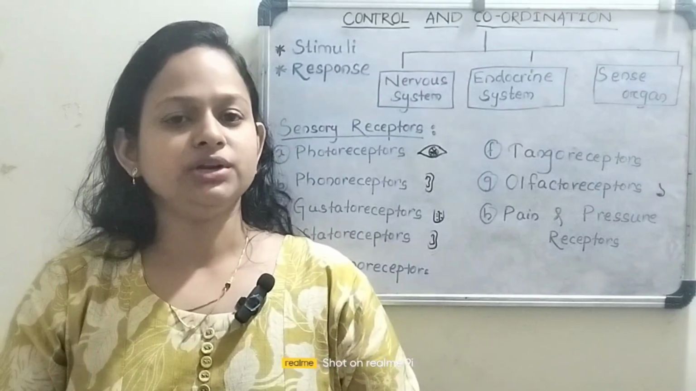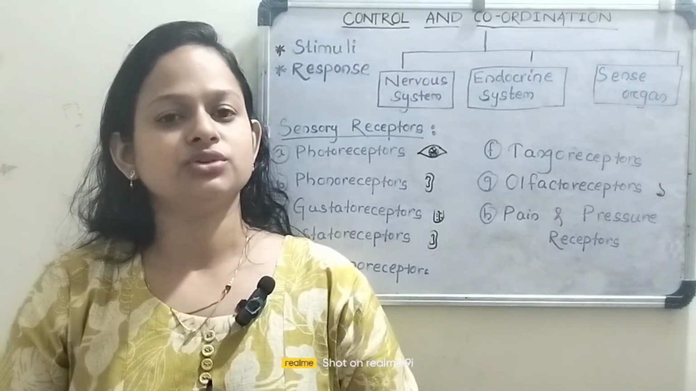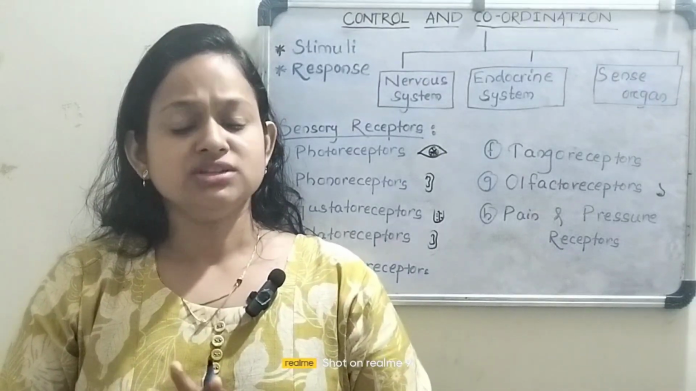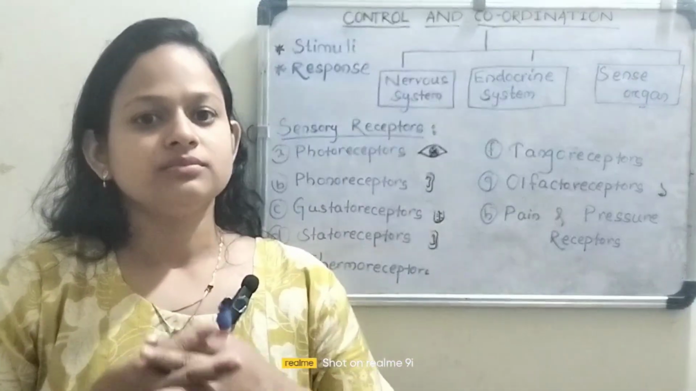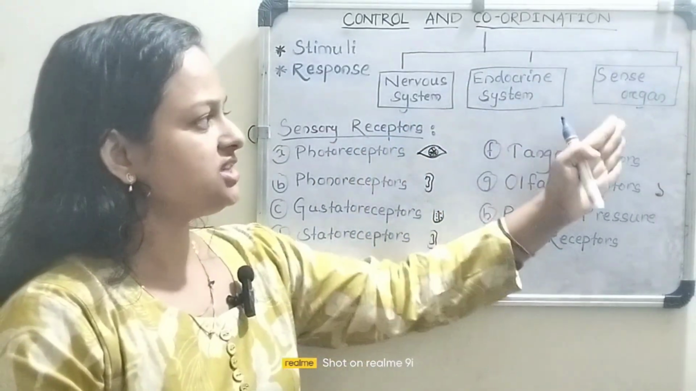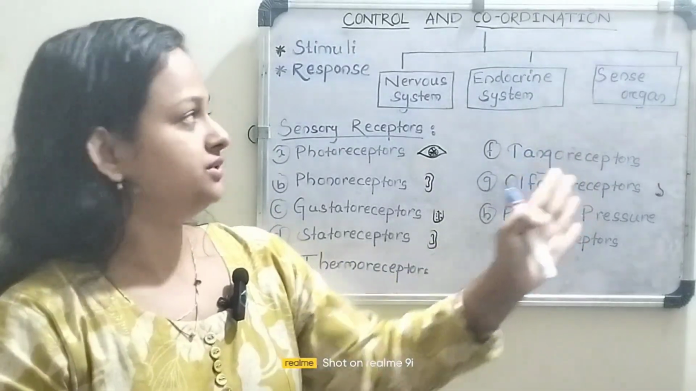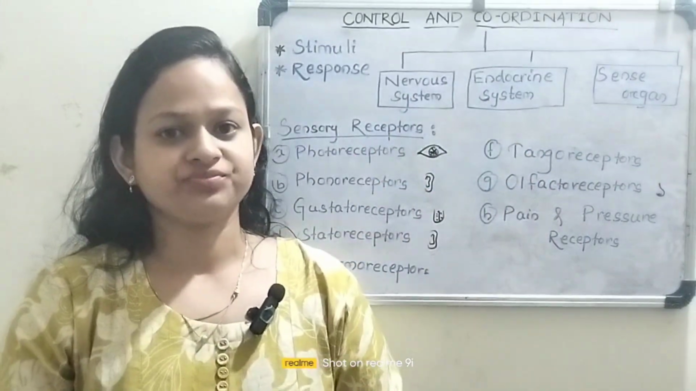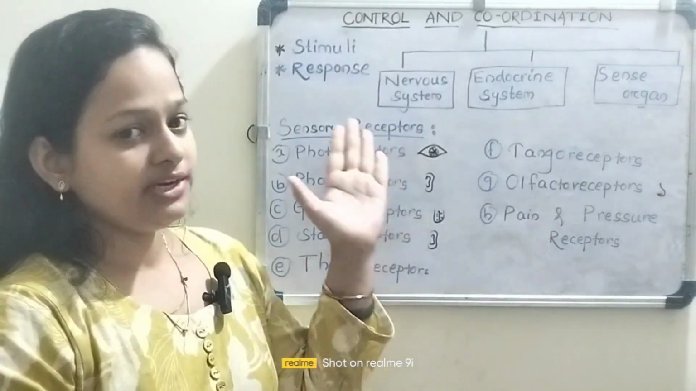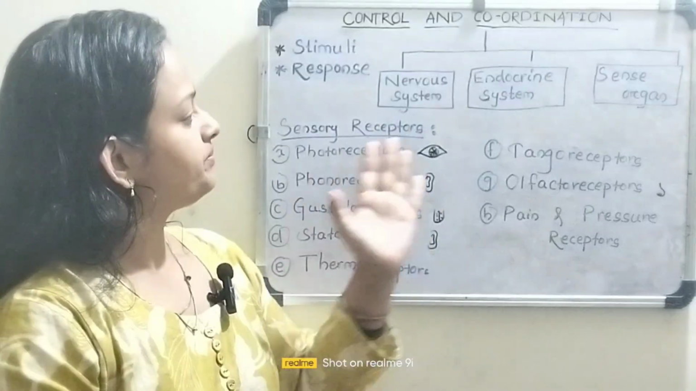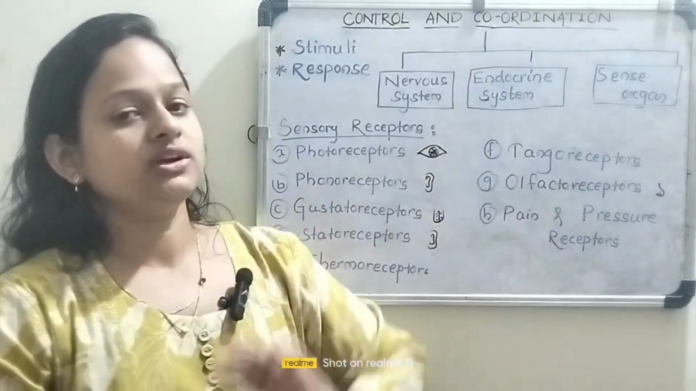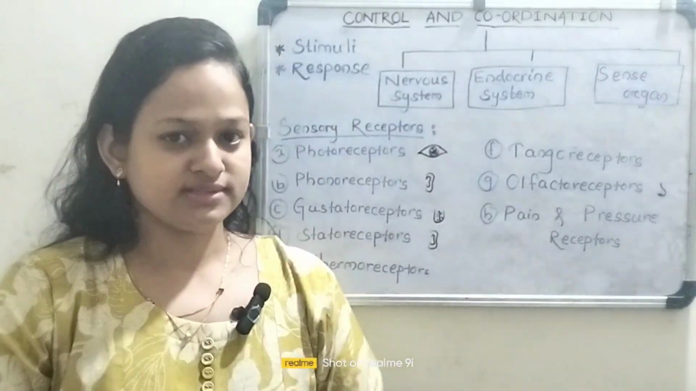So in case of multicellular organisms, the process of control and coordination consists of three parts, that is nervous system, endocrine system and the sense organs, which are only a small part of this control and coordination process. So first come to the nervous system. The nervous system includes the nerves and neurons. The endocrine system includes the glands and hormones, and the sense organs include the sense organs.